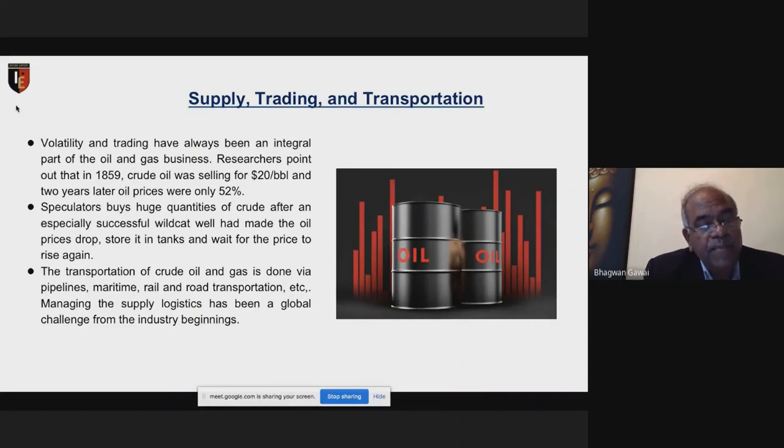How does the supply happen? Once you do the refining, it goes to the storage area. From storage, then depending on the country's requirement. For example, India is a huge country. So you have north, east, west, south, and we have many refineries. So normally the supply of the petroleum products takes place on a regional basis.